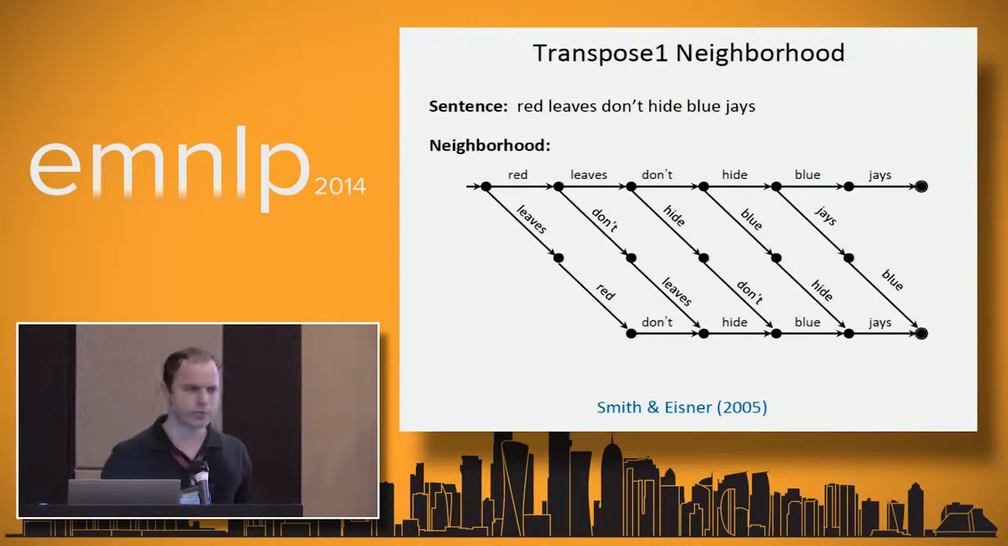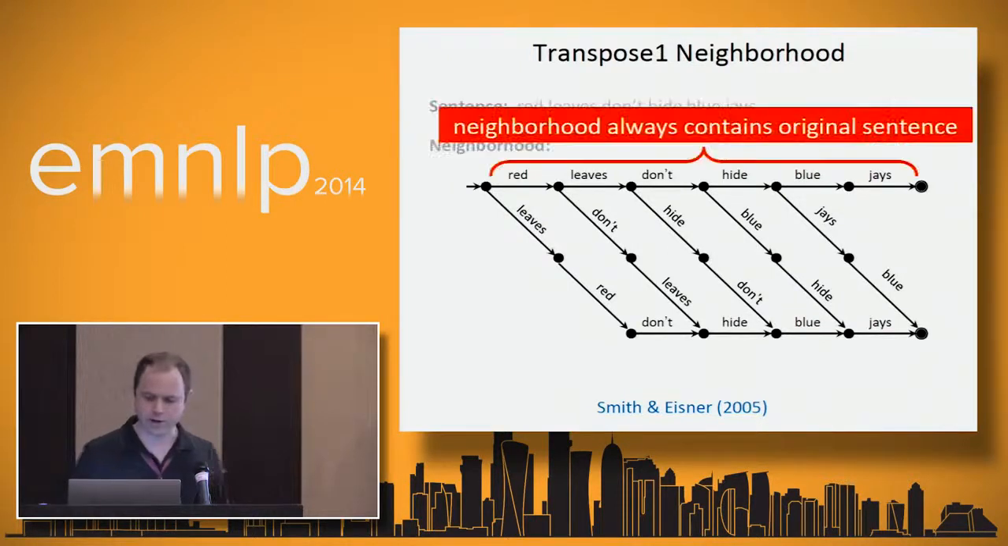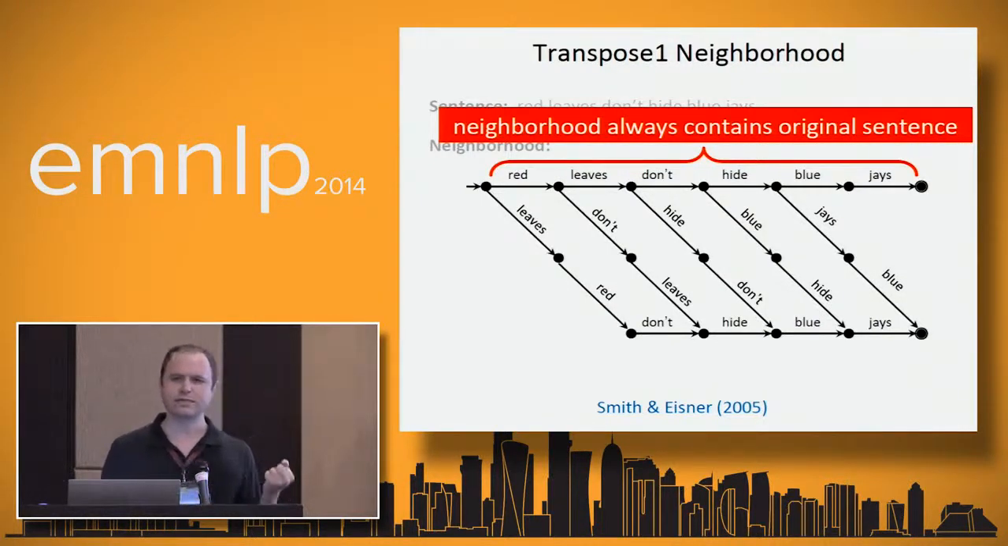And so if we go back to our example, the transpose 1 neighborhood, we always have to have the neighborhood contain the original sentence. This is to make the conditional probability that we're optimizing well-formed. But we would probably like to treat this differently from the actual corrupted sentences. So that's the first kind of intuition we're trying to capture.